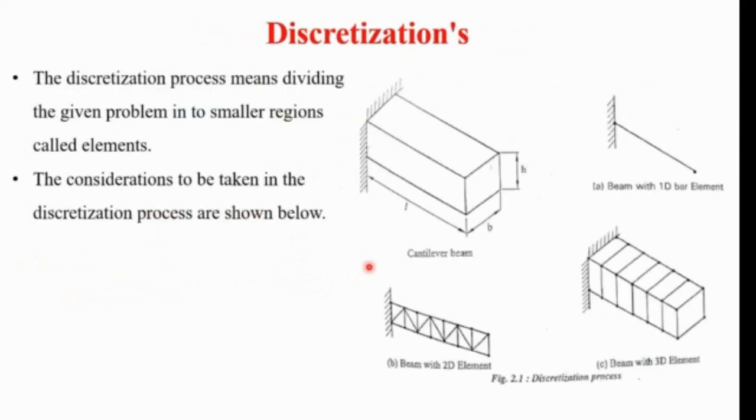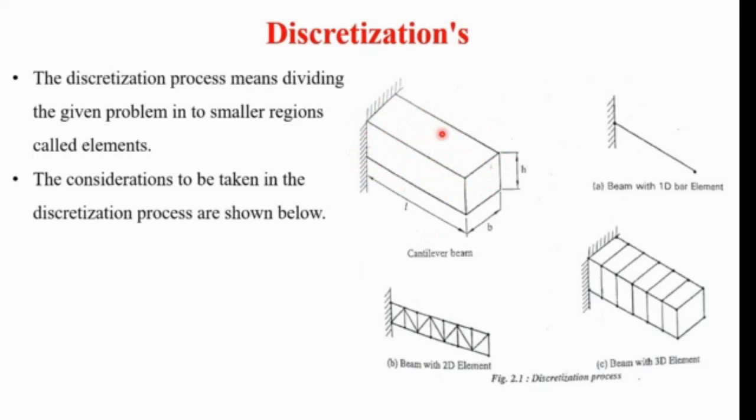And the important thing in the finite element method is discretization. This is the important step in finite element analysis. Discretization is a process of dividing a given problem into smaller regions which are called elements. For example, this is a problem, or a system, that we want to analyze. Here we have to divide this whole system into a number of small pieces or elements.